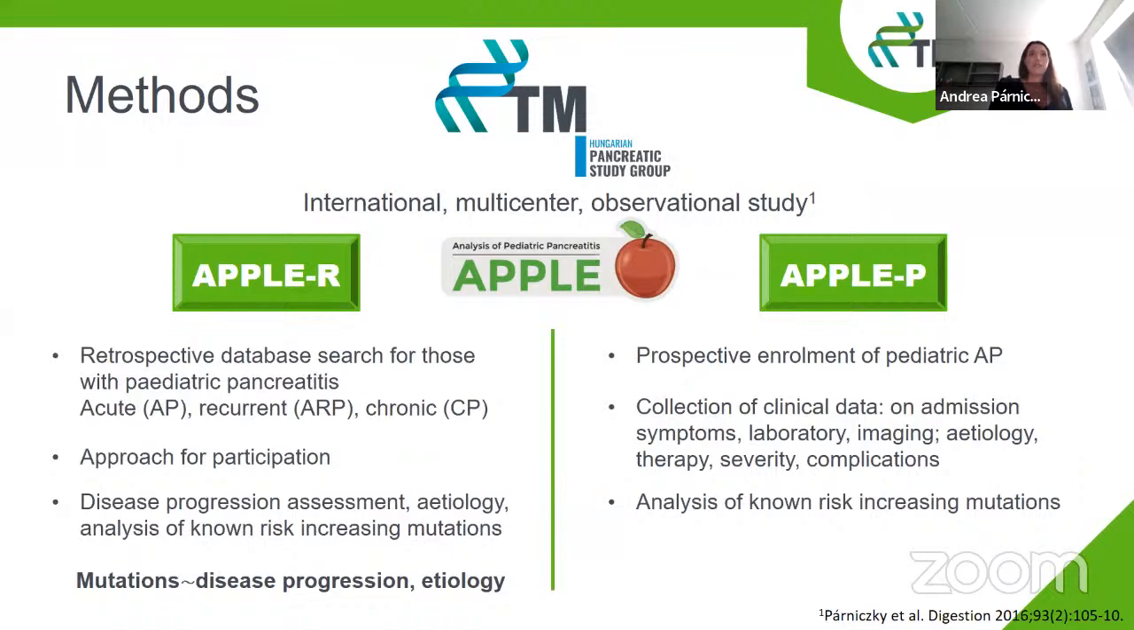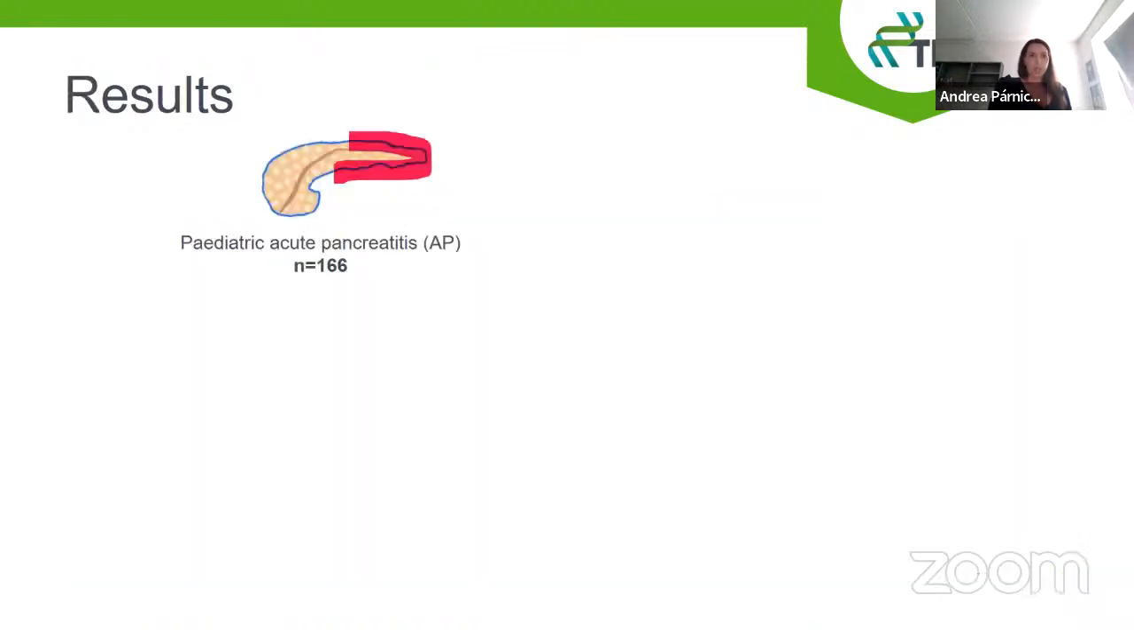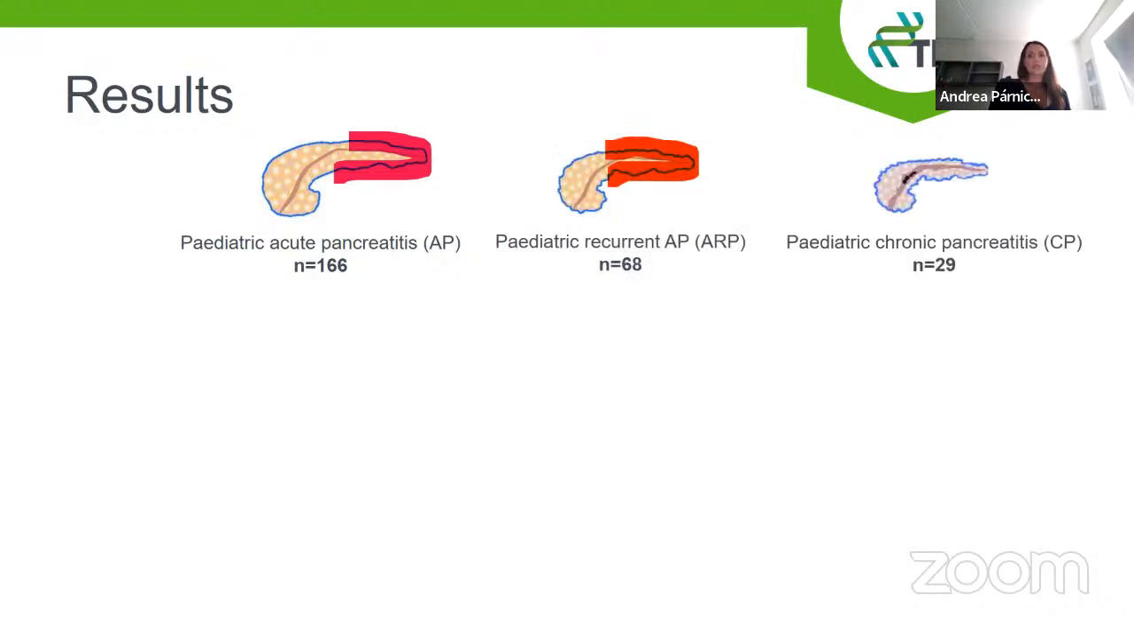system. But here we also collect blood samples for genetic analysis. So with this bunch of data, we can draw association between genetic alteration and disease severity. In my presentation today, I will present the preliminary results of the APPLE-R part. Until now, we enrolled 166 participants who had a single episode of pancreatitis when they were children, 68 who had multiple, and 29 who developed chronic pancreatitis.